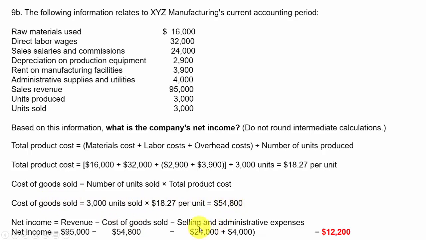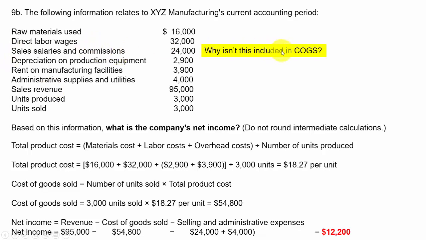Remember, those things that are somewhere else outside the factory are considered selling and administrative expenses. So we've got sales, salaries, and commissions, $24,000, and then $4,000 for administrative supplies. When you combine all those things together, net income is going to be $12,200.